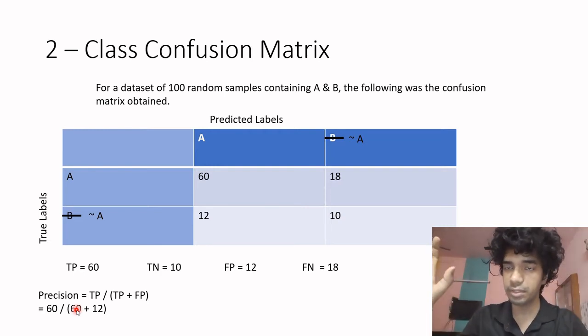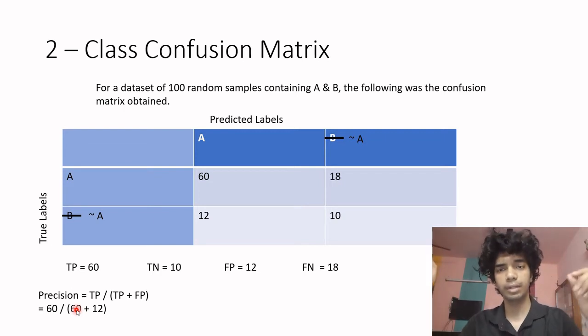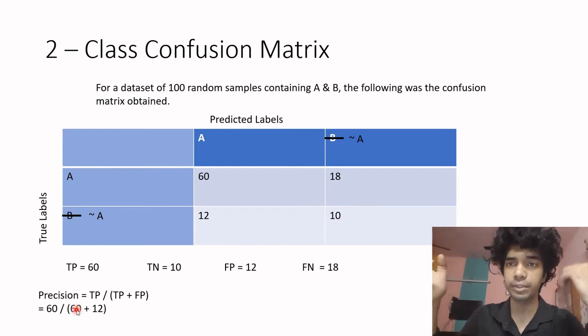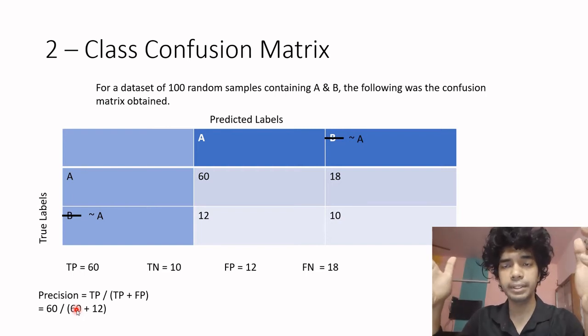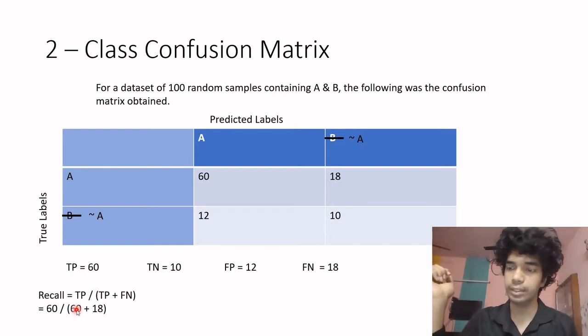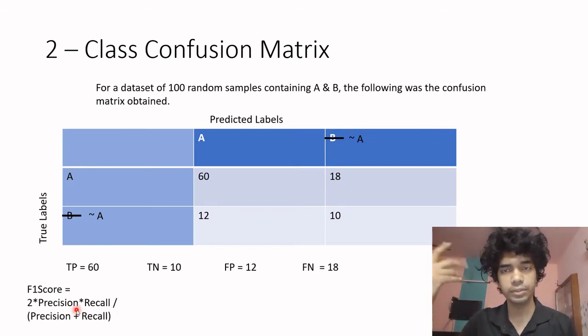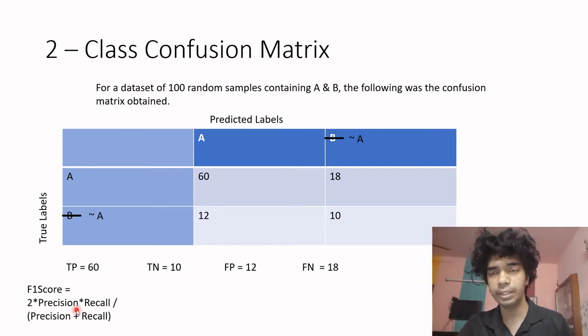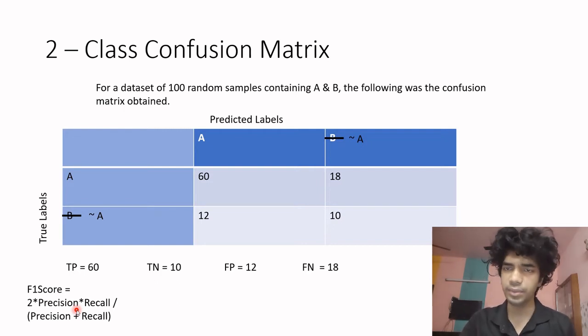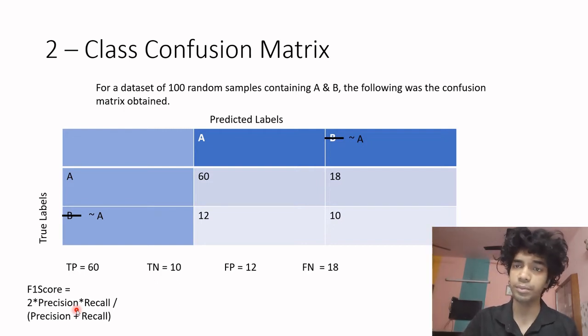If both are a matter of concern, we would like to use F1 score. Why? Because if precision is high, recall is usually low, and if recall is high, precision is low. So there's a trade-off between the two, and this trade-off is maintained using F1 score. So that is the role of F1 score. That is why we use F1 score. F1 score is a harmonic mean of precision and recall, and thereby the formula is 2 times precision times recall divided by precision plus recall.